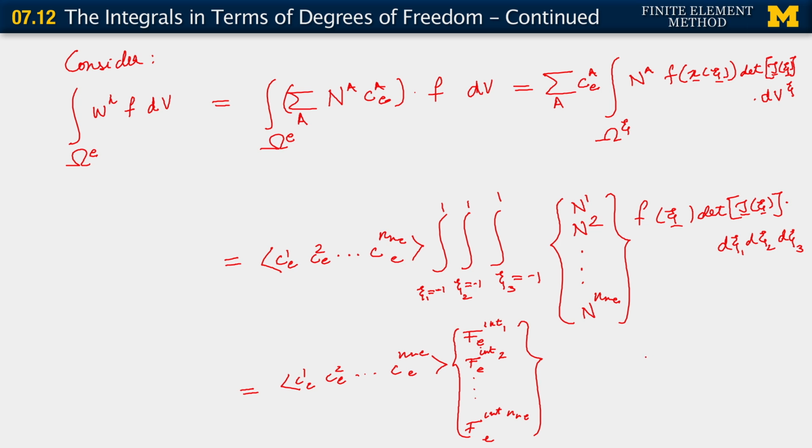Okay, and finally we could write that as CE transpose F internal for element E. Okay, all very nice and concise, right? And the advantage is that having done it in excruciating detail for the 1D case, we know immediately how this needs to work out. All right, we'll stop this segment here.